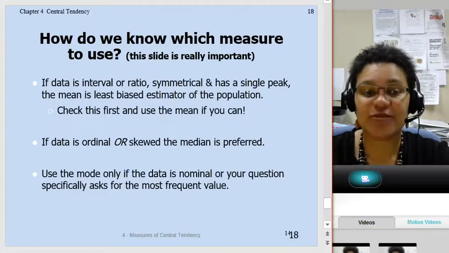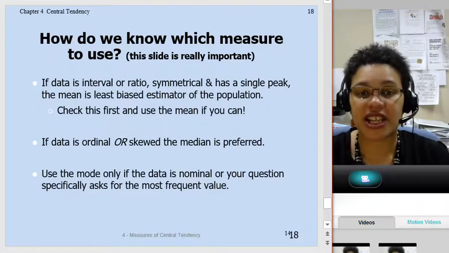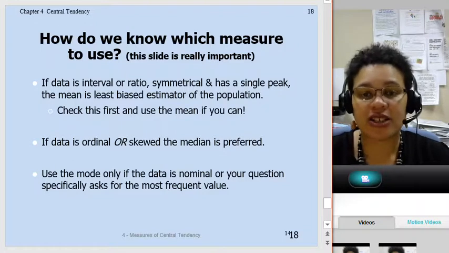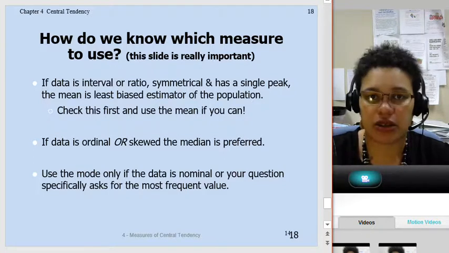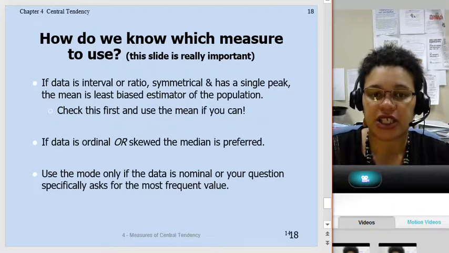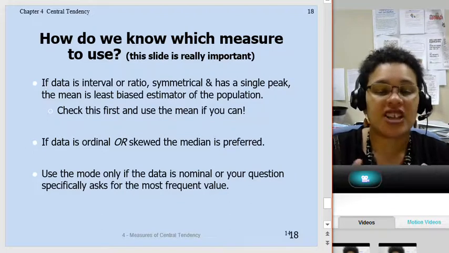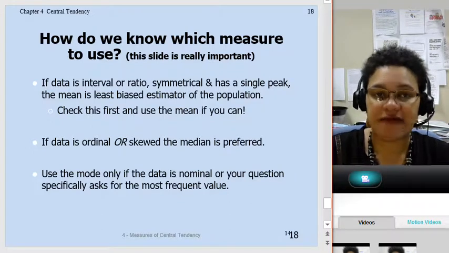How do we know which measure to use? If the data is continuous, if it's interval or ratio, if it's symmetrical, if it has a single peak, the mean is the least biased estimator of the population. Check the mean first and use the mean if you can.